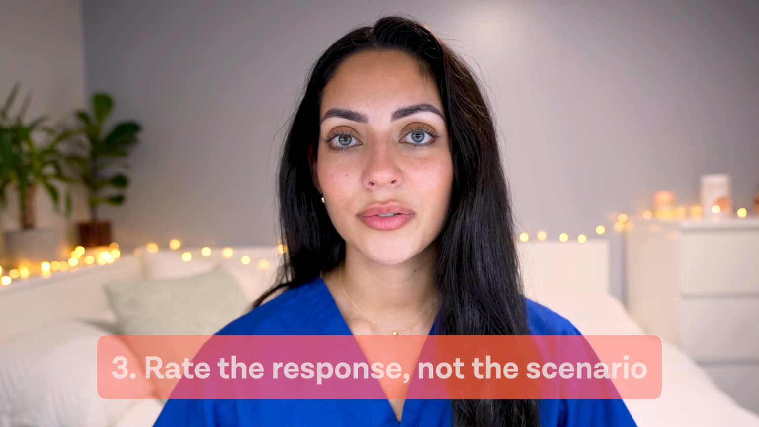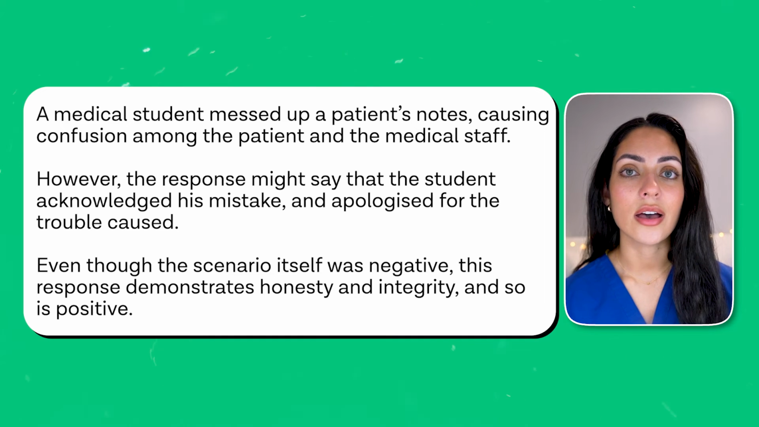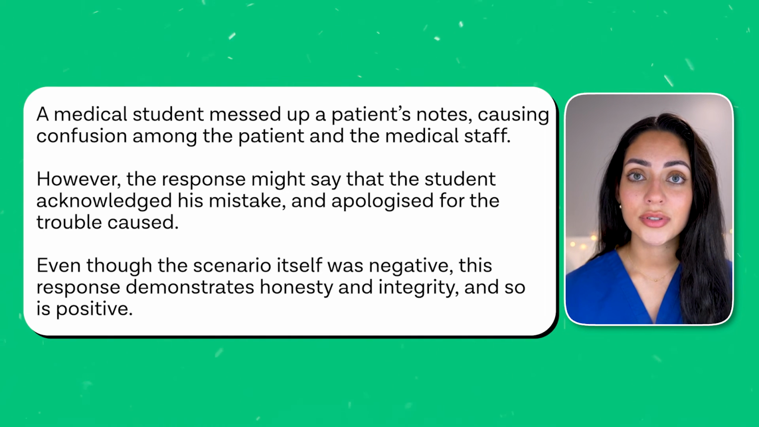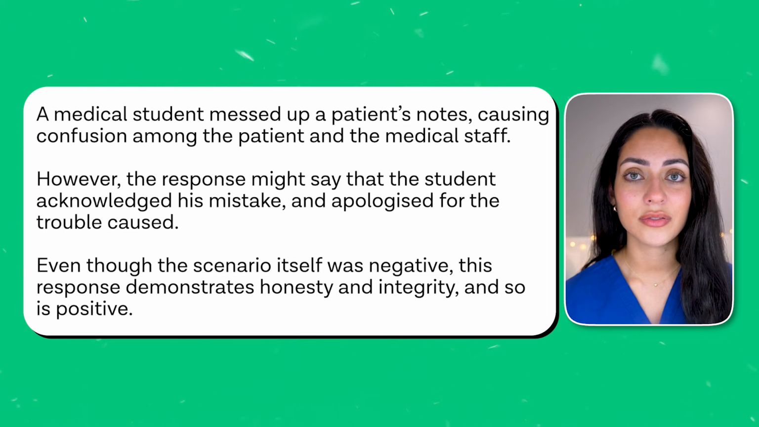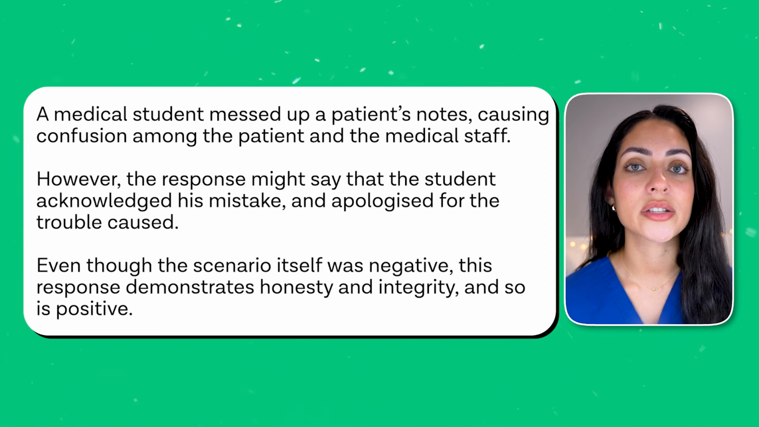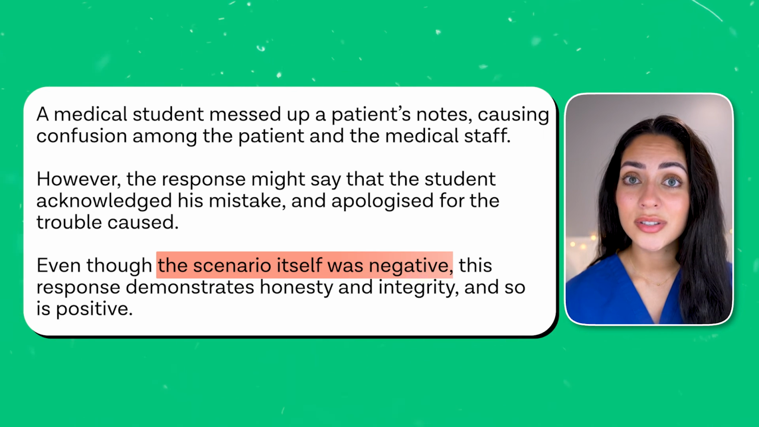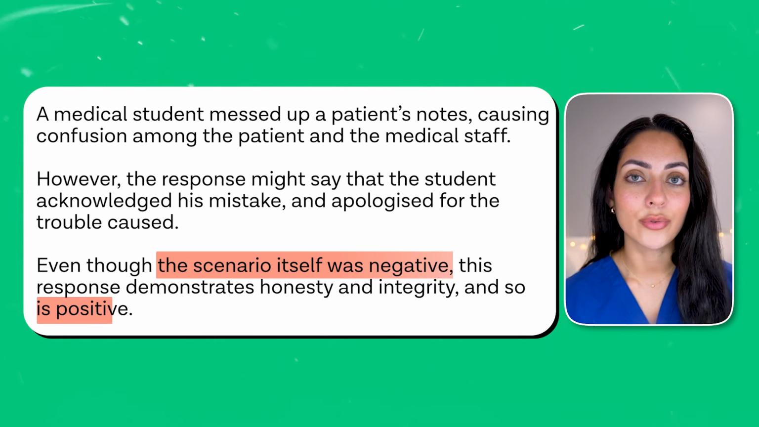And tip number 3 is to rate the response, not the scenario. Sometimes the situational judgment test scenarios can be negative or positive, but the response might have the opposite effect. So you have to ensure that you don't fall into the trap of rating your answer based on the scenario rather than the response. For example, the scenario might say that a medical student has messed up a patient's notes, causing confusion to the patient and the medical staff. However, the response may say that the medical student acknowledged their mistake and has apologized for the confusion. Even though the scenario itself was negative, the medical student's response demonstrated honesty and integrity and therefore was positive.